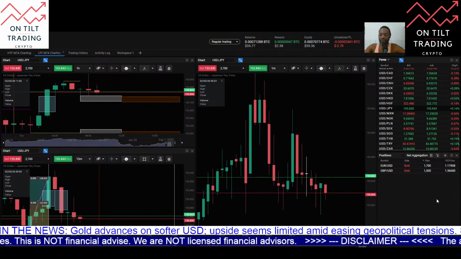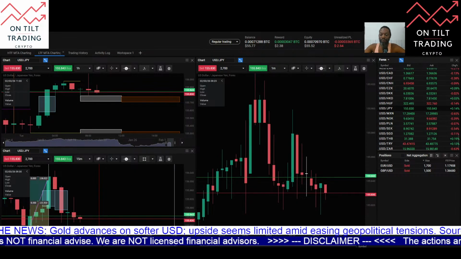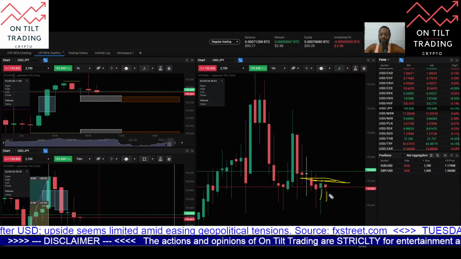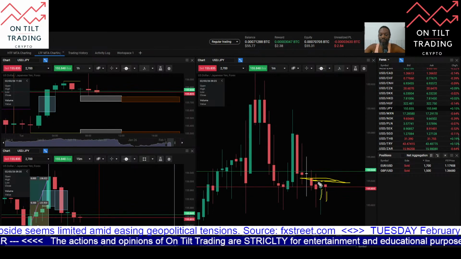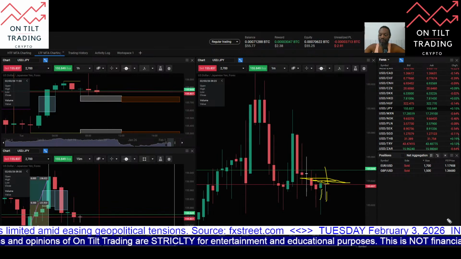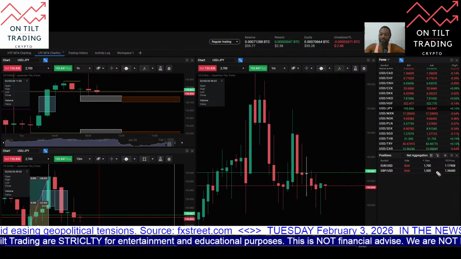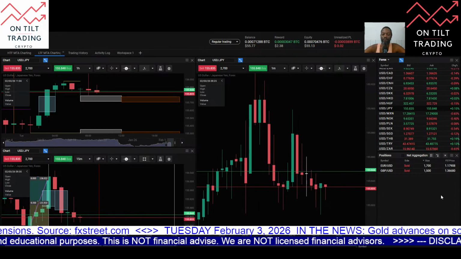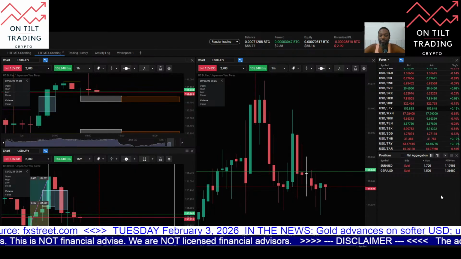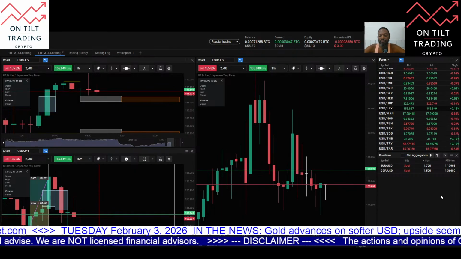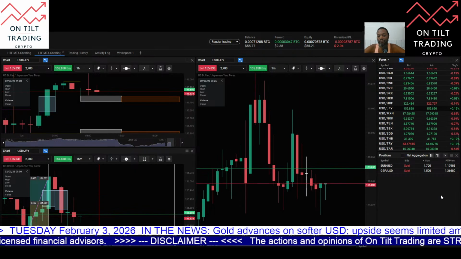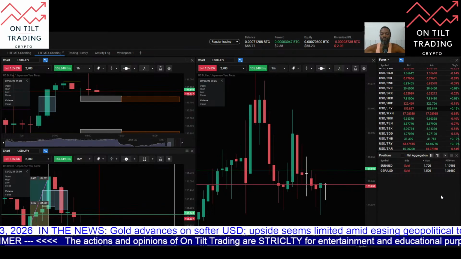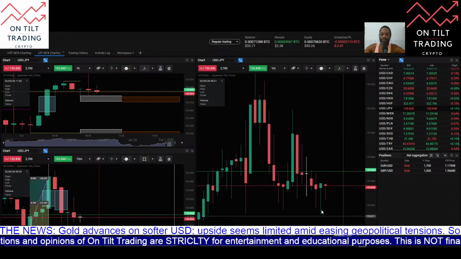Okay, so I'm going to anticipate price is going to want to come back up. There's buy side liquidity resting above both these candles. So I'm going to anticipate price to break above this level here. Looks like it's gone above the level. We'll see if it continues.